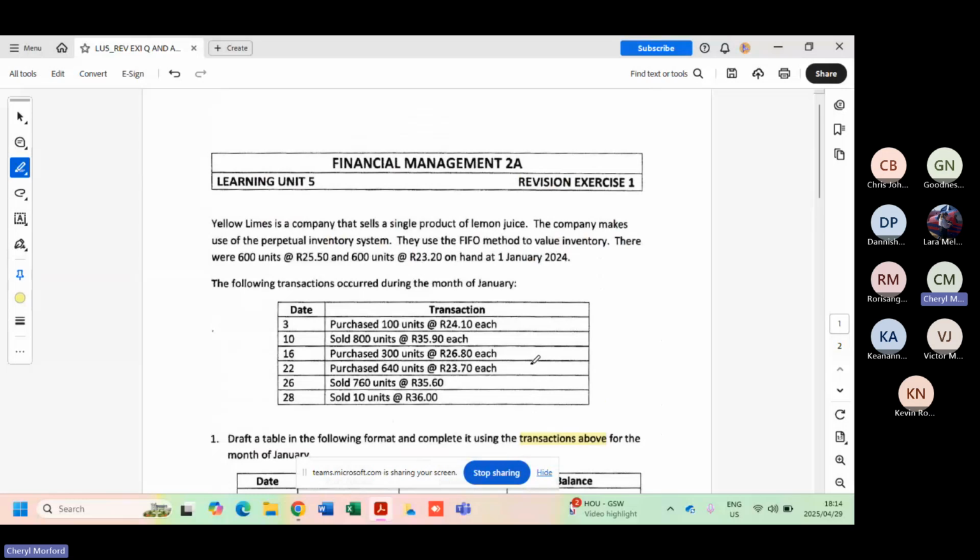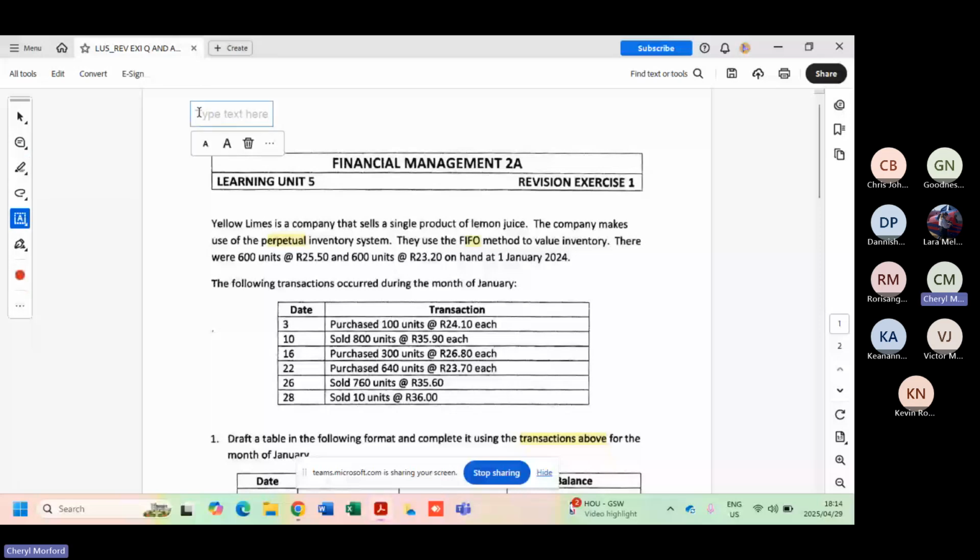So this is a business that makes lemon juice. Most importantly, it is the perpetual inventory system. Then it is the FIFO valuation method that is used. So I just want to explain and type here quickly the possible options that you could have in a question like this one.